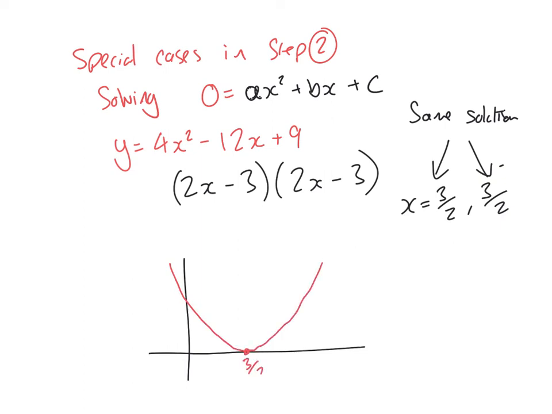It just touches the x-axis at that point, and you can see the y-intercept would be that final number c, which is 9, so it all makes sense. That's the graph for this equation.